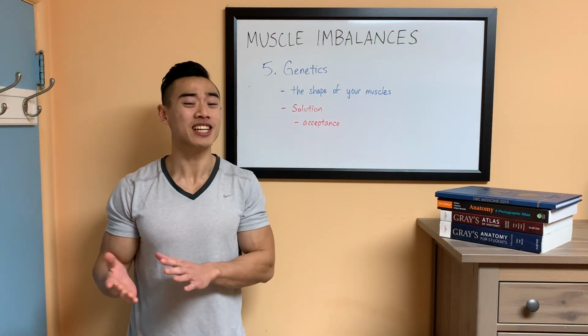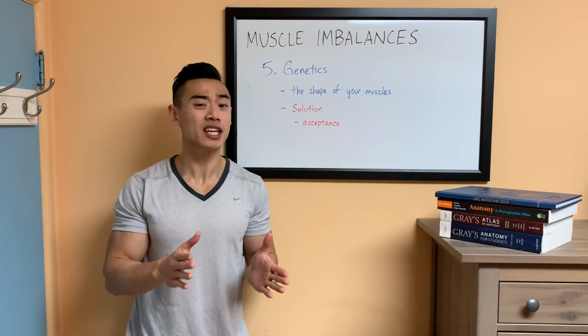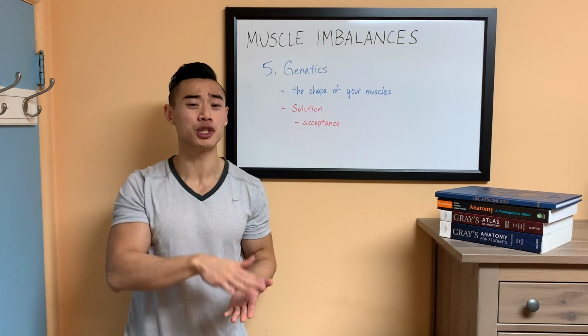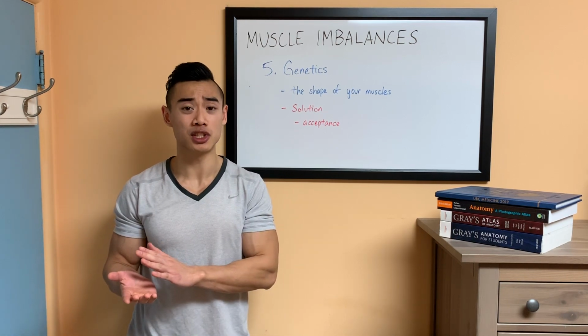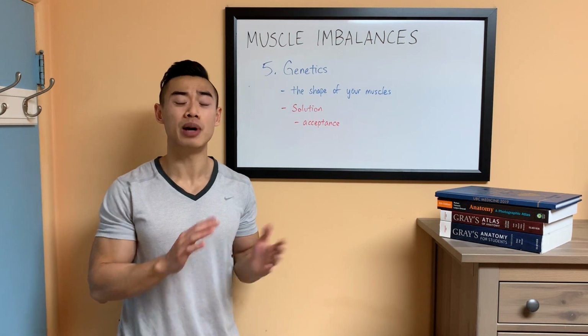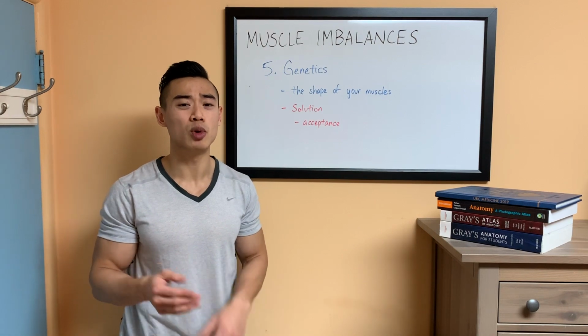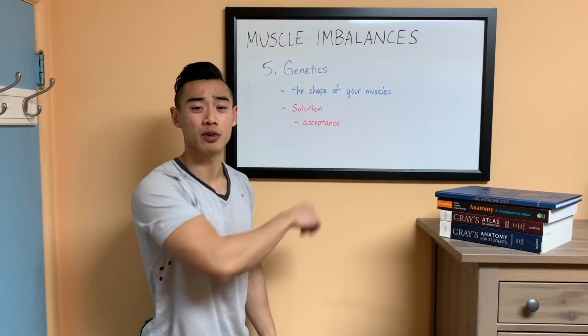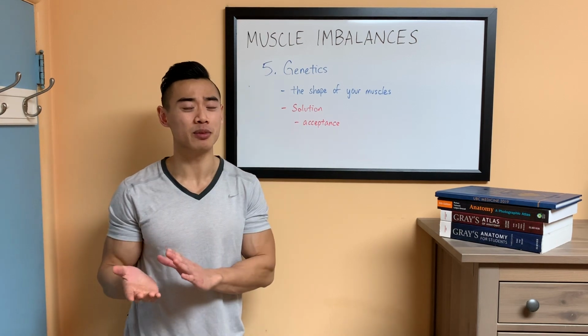All right, lastly, reason number 5 is genetics. Now, I put this last because I think you should really be trying to troubleshoot all those other causes first before blaming an imbalance on genetics. Genetics do play a role in how your muscles look, but rather than the size of the muscle itself, this probably has more to do with the actual shape of your muscles. Now, in terms of the solution, there really is none for the shape of your muscles themselves.